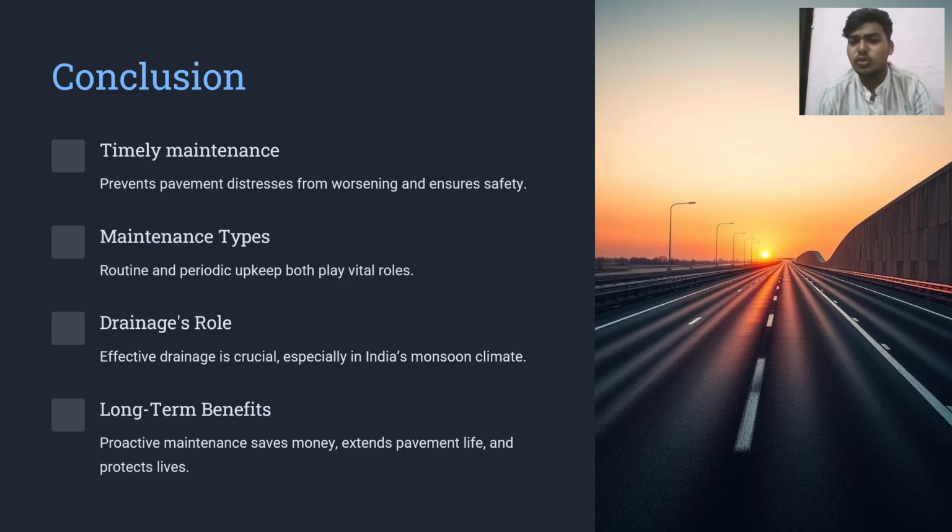So now I am going to conclude my presentation. There should be timely maintenance, which prevents pavement distress from worsening and ensures safety. Second is maintenance type: routine and periodic upkeep both play a vital role. Drainage role: effective drainage is crucial, especially in the Indian monsoon climate. Long-term benefits: proactive maintenance saves money, extends pavement life, and protects lives.